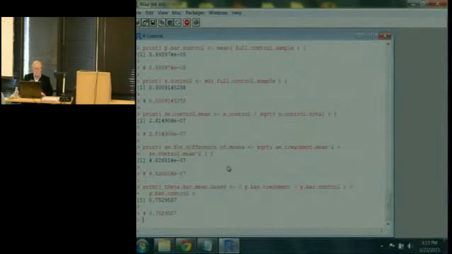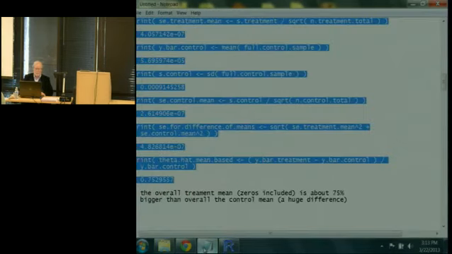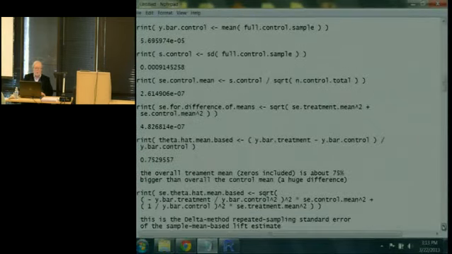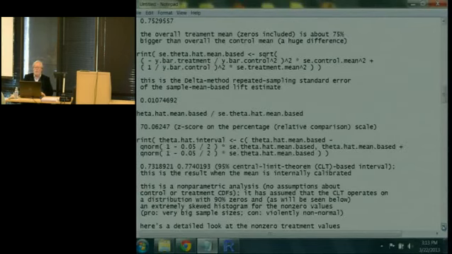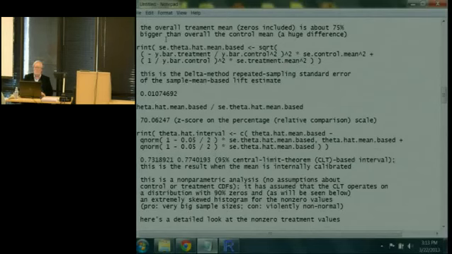All right, so let's look at what happens. The standard error for the difference in means is really tiny. Y-bar treatment minus Y-bar control over Y-bar control is a whopping 75%. And so in this particular data set, the treatment was better than the control by 75% in relative terms. Obviously, that's going to turn out to be not only large in practical terms, but also in statistical terms, because the standard error is going to be much smaller than that. And the signal-to-noise ratio we get in our inferential question will be enormous. So the conclusion is that the overall treatment mean, zeros included, is about 75% bigger than the overall control mean.